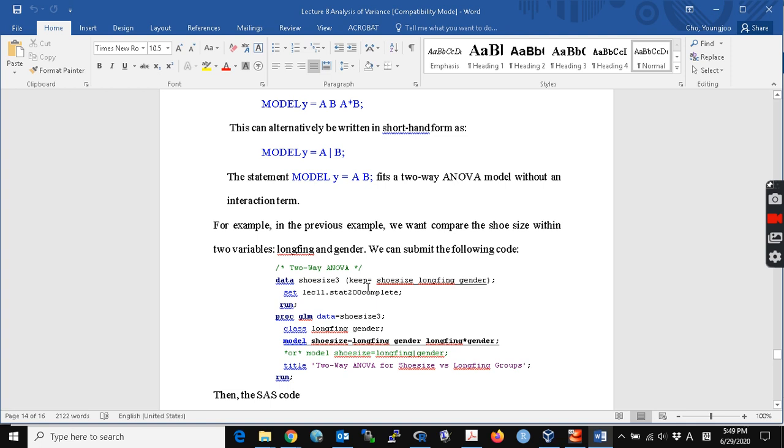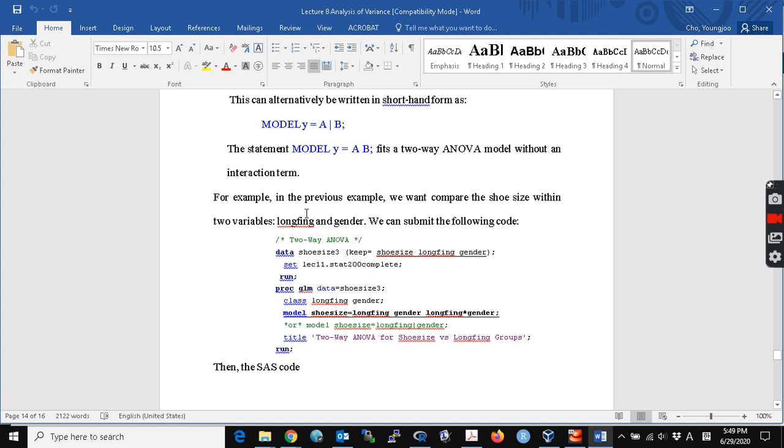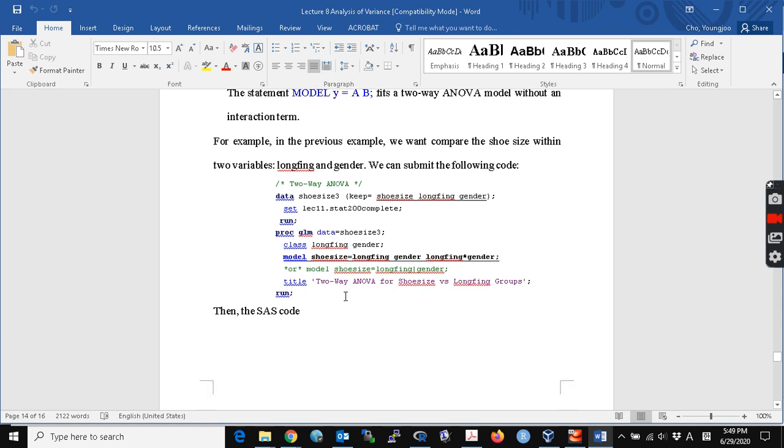So let's look at longfin and gender as two factors. We add the class statement with longfin and gender. And the model is shoe size = longfin gender longfin*gender, or you can use shoe size = longfin|gender, an alternative expression of this line.